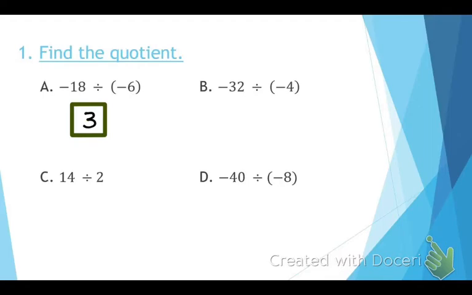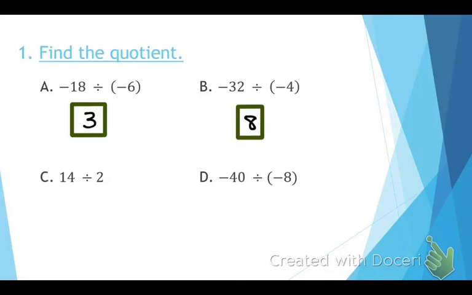On to the next one, Emma, negative 32 divided by negative 4. How many negative signs do you see? 2. Is my answer going to be positive or negative? Positive. It will be positive. What's the answer? Very good, positive 8.